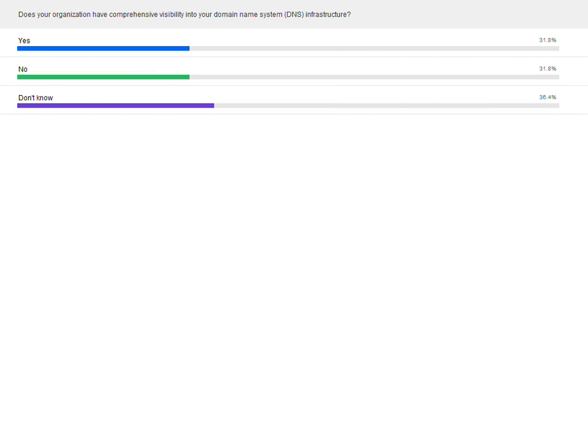Roughly split into thirds. A third, yeah, absolutely, we have comprehensive visibility. A third don't, and then another third don't even know if they have visibility or not. We think for everyone, you have to at least start there, and then beyond that, we need to look at what you do after you have visibility, and that's what we're going to talk about.